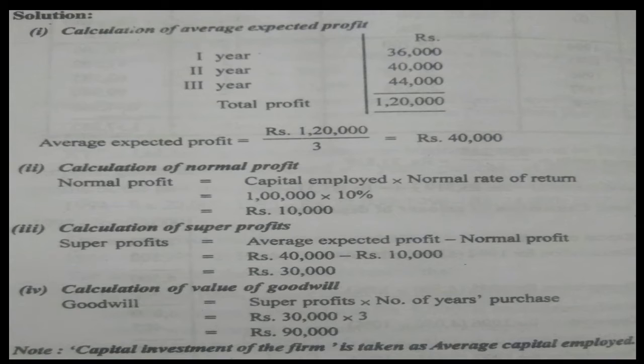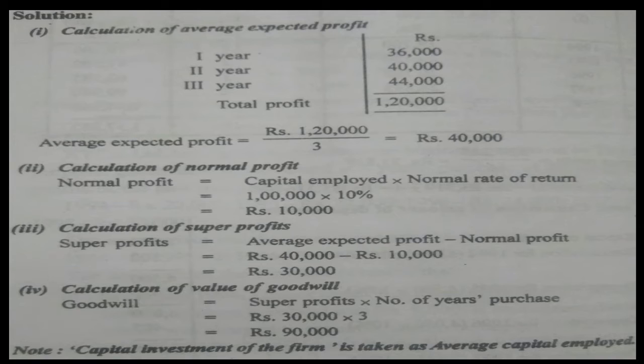So we know the average profit is 40,000 and normal profit is 10,000. The super profit will be 40 minus 10 or 10 minus 40. Don't worry about that. You can take whichever is the higher value as the first value. You write the higher value first, then minus the other one. Then you will always get a positive value. It's not that average minus normal or normal minus average. Then the super profit is 30,000.